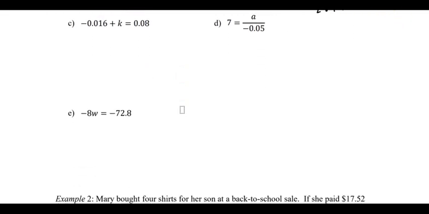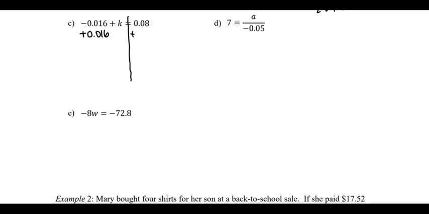Okay, so next one, part C, you have negative 0.016 plus k equals 0.08. All right, so divide it into the left side and right side, to remind yourself that whatever you do on one side, you do on the other. Let's take a look at what is happening here. I have a negative number here, negative 0.016. In order to get rid of that number, I need to add 0.016. They're opposites of each other, meaning they are the same numbers with different signs. So when you add them together, they add up to 0.